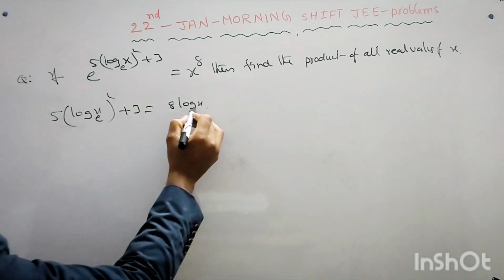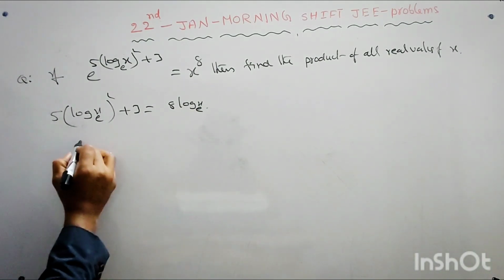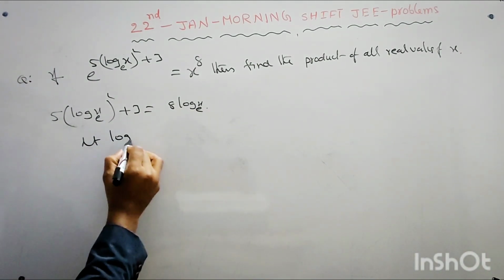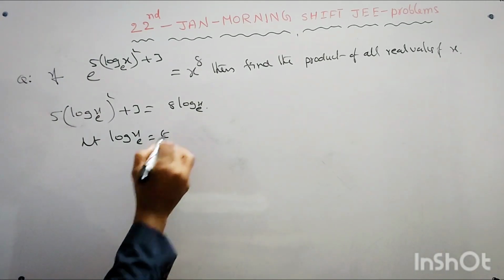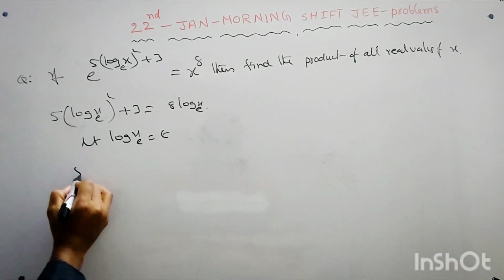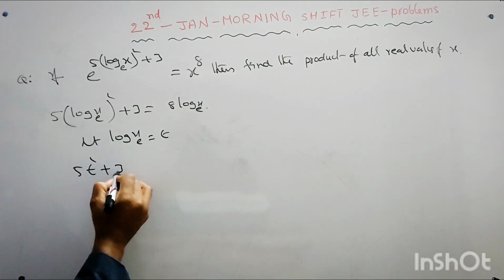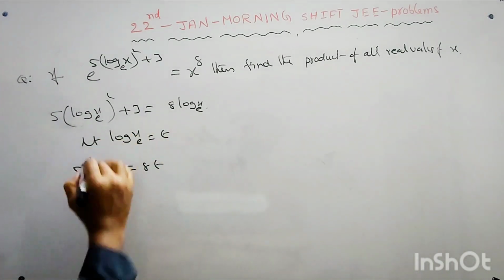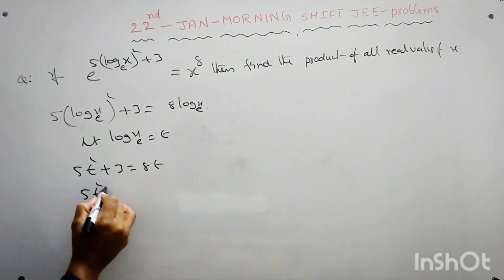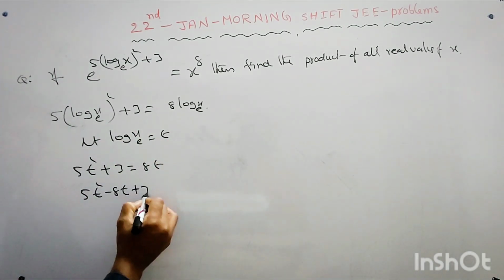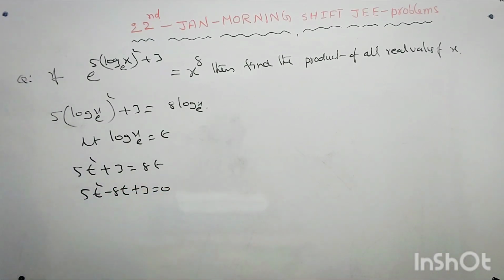Okay, right? So this log is always base e. Here, let log x to the base e be t. Substitute here, you will get 5t square plus 3 is equal to 8t. Bring this value to this side: 5t square minus 8t plus 3 is equal to 0. Quadratic equation, find out the factors.